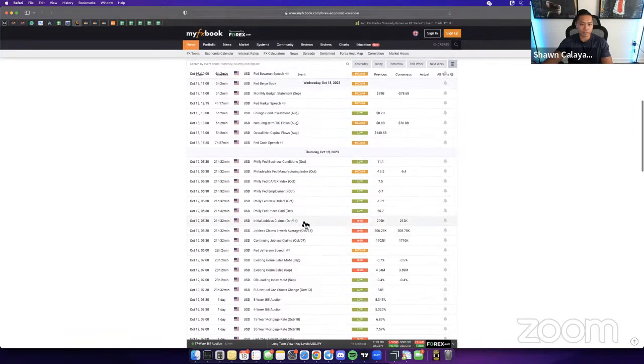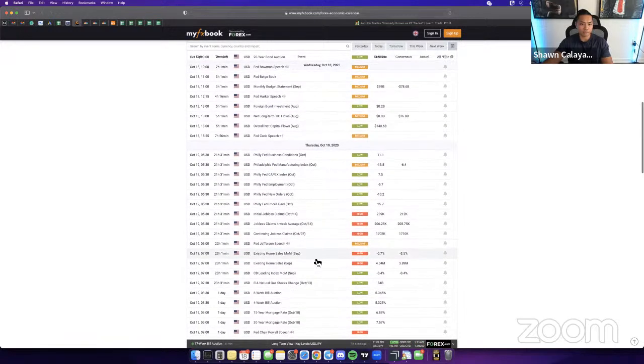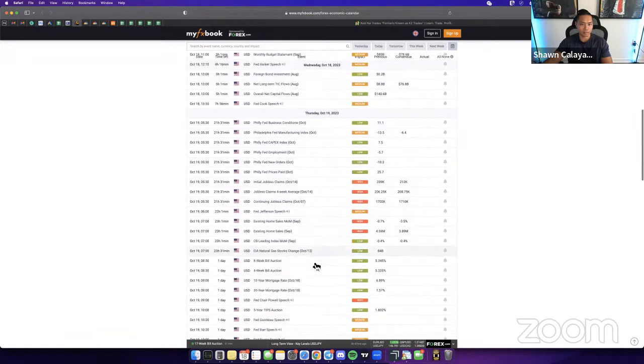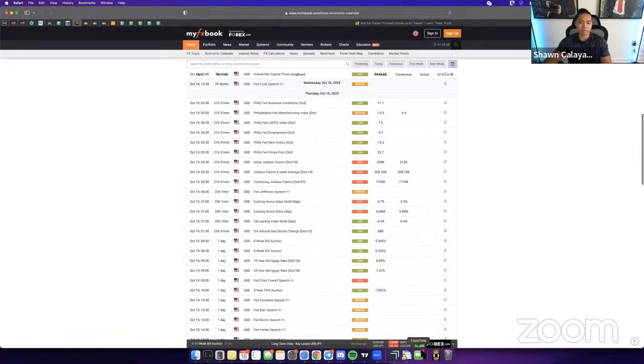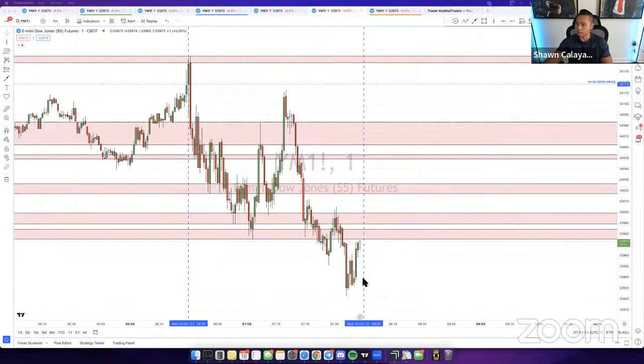Tomorrow, we have some high impact news: initial jobless claims, Fed's going to speak at 6, existing home sales at 7. We got a lot of news tomorrow. So we'll see. Hopefully that creates some volatility in the market, and we'll be able to use that to our advantage. All right, guys, other than that, if you have any questions, reach out.